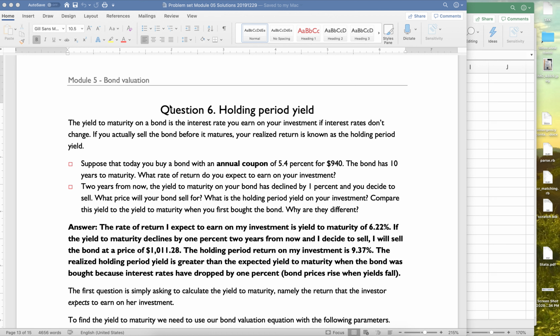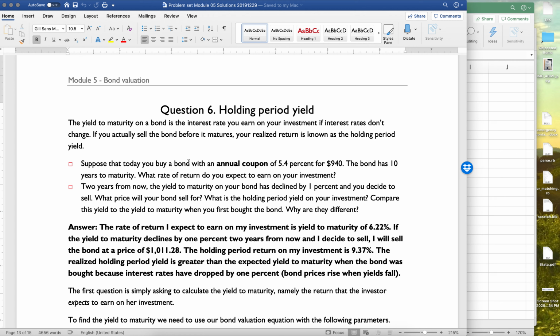I'm sorry, Module 5, Question 6. This is some stuff you can read on your own. We have a bond that has an annual coupon yield of 5.4% for $940. It has 10 years to maturity. What rate of return do you expect to earn on your investment? And then 2 years from now, the interest rate declines and you sell your bond. What's the price? What's your return?